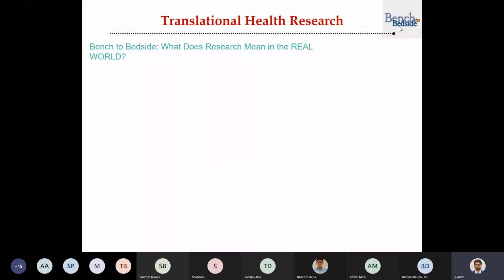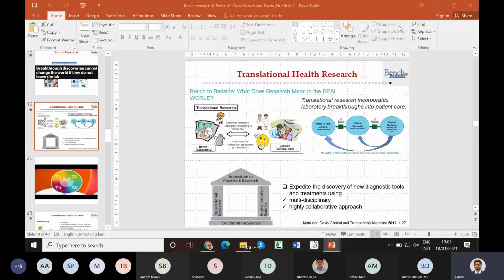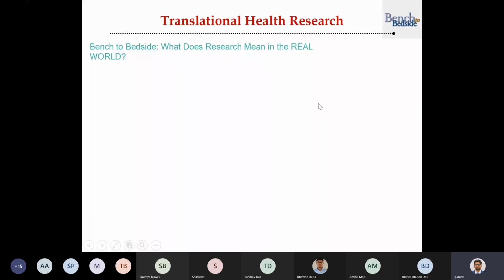Bench means whatever you are doing in the laboratory test. That is the bedside diagnosis, right? Sorry, the laboratory is the bench side, and bedside means near the patient. Bench means the laboratory. So this bench to bedside diagnosis is what we are following in the case of translational health research.